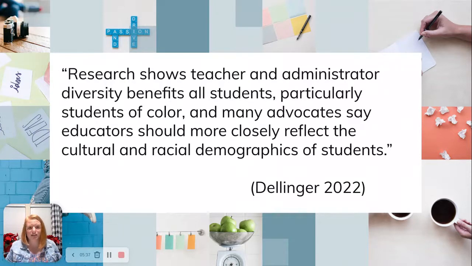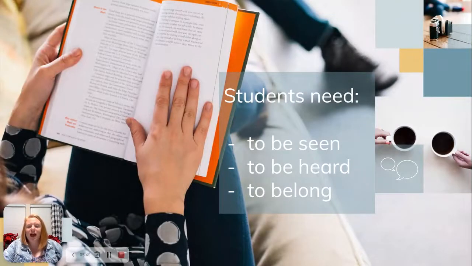And so, what can I do to be more culturally aware and have that safe, comfortable background that these students need while they're on campus? Well, I've come to the conclusion that students need three main things. Students need to be seen, they need to be heard, and they need to belong.